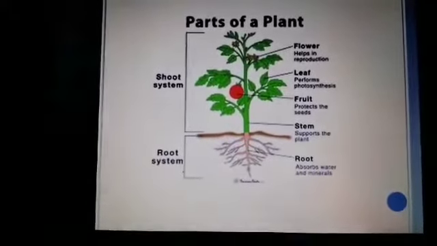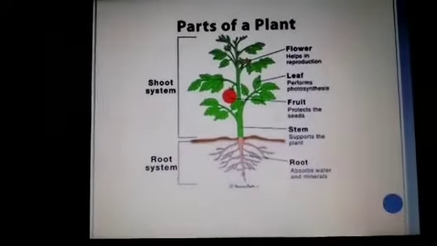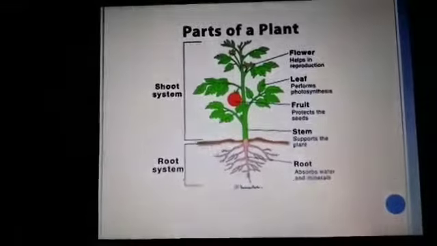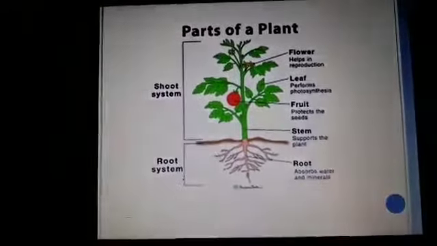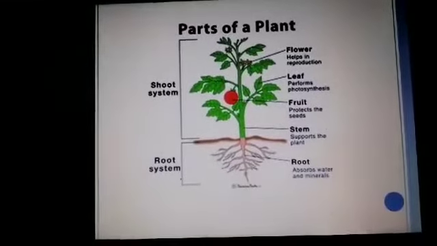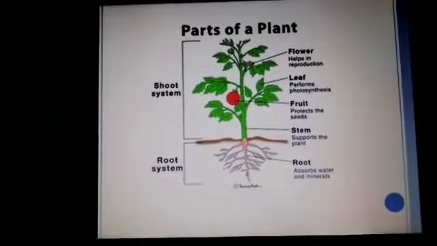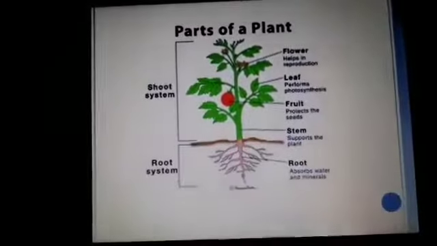Okay, so the parts of the plant are the shoot system and the root system. And the root system is more about the roots, which absorb water and mineral from the soil. And the shoot system is about the flowers, the leaf, the fruit, the stem.